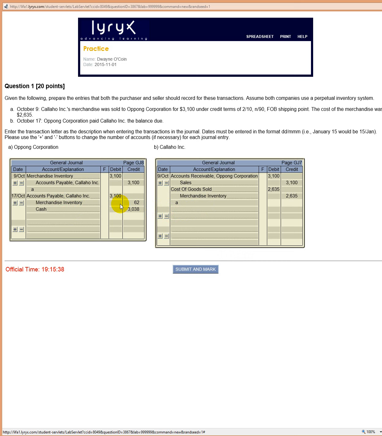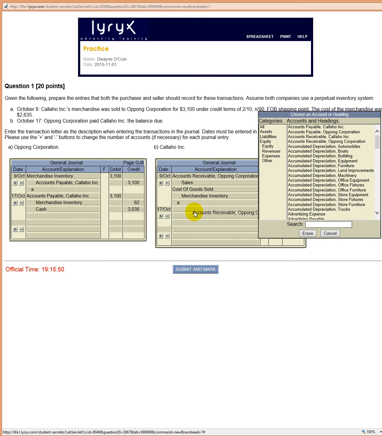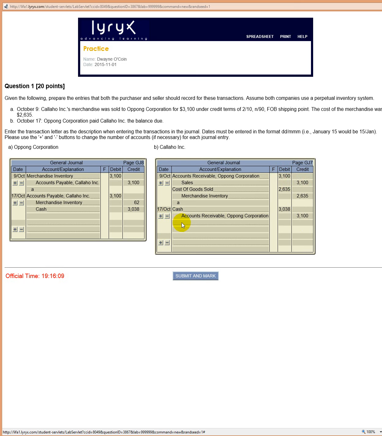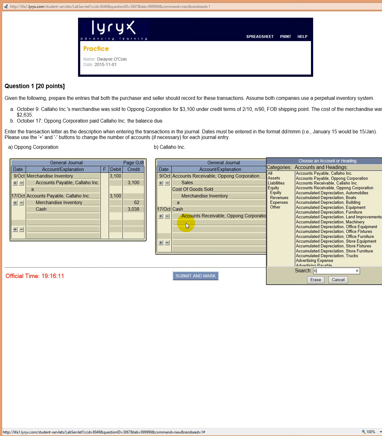Now over on Callahoo's books, we're now playing the role of the Callahoo accountant. The accounts receivable goes down, and cash goes up. Cash goes up by the $3,038 we calculated over here, and the accounts receivable goes down by the full $3,100. Once again, we have a difference between the two, and that difference is $62.